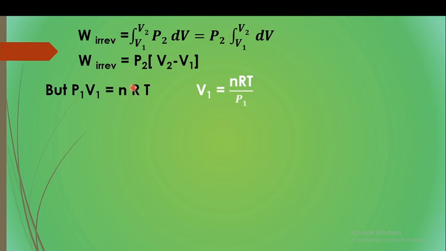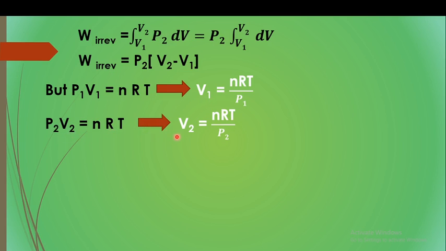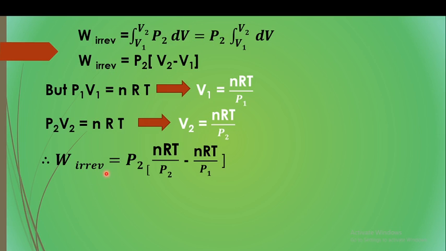But we know that P1 V1 is equal to nRT, the ideal gas equation. These P1 V1 are the initial conditions, and nRT are all constants. Therefore, V1 is equal to nRT upon P1. For P2 V2 equal to nRT, V2 is equal to nRT upon P2. Therefore, for the irreversible process, the work is P2 into bracket nRT upon P2 minus nRT upon P1, by putting the values of V2 and V1.